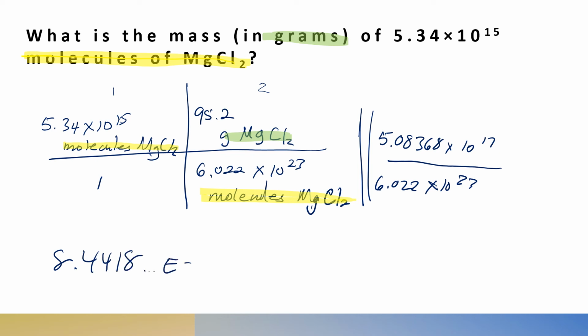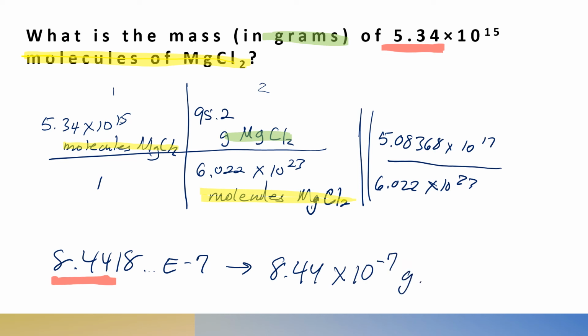I end up with 8.4418 e negative 7. I'm going to write this out correctly and take into consideration sig figs. So I have 3 sig figs there, so 3 here. Luckily in scientific notation it's easy to get the sig figs because I'm getting it from the coefficient. So 8.44 times 10 to the negative 7 grams MgCl2.